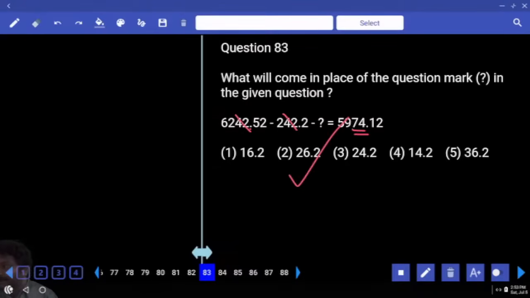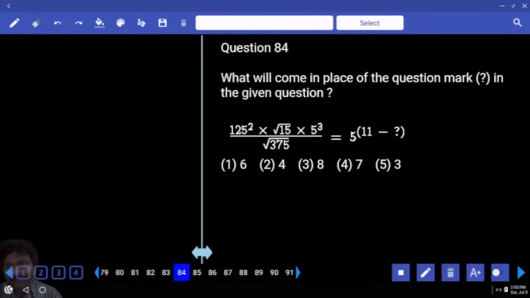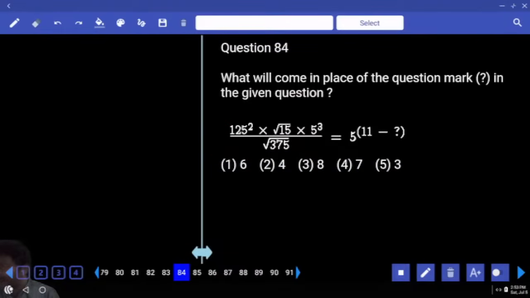What is there in hundreds place, what is there in thousands place, doesn't matter, because already option is given. X is an exponent for the number 5. So every left hand side number, try to convert into 5 power something. 125 can be written as 5 cube to the power of 2. 5 power something into 5 cube is also there. So we have to add exponents.